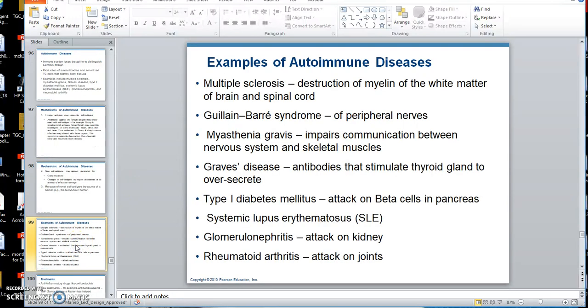Here are some conditions that are autoimmune. Multiple sclerosis, destruction of myelin. This is an attack on the myelin sheath. Guillain-Barré syndrome of peripheral nerves, generally both autonomic and somatic. Myasthenia gravis, where you are actually attacking acetylcholine receptors for skeletal muscle. Remember, skeletal muscle has receptors for acetylcholine. Graves' disease is a thyroid condition. Type 1 diabetes. So I'm just naming a few conditions that are autoimmune.